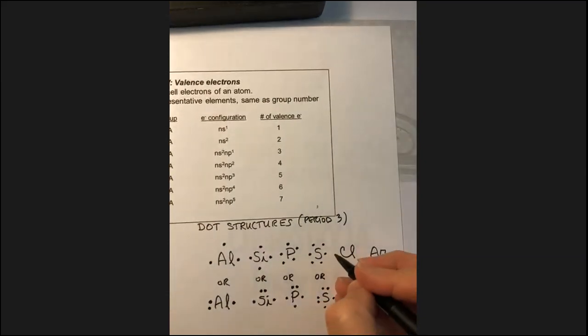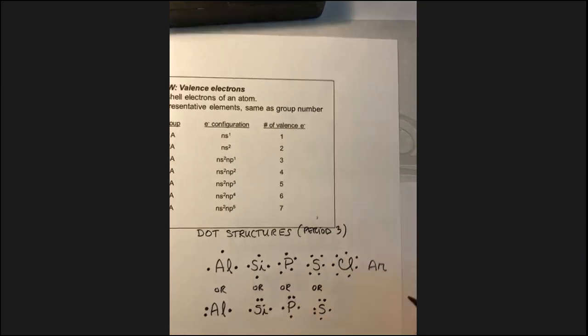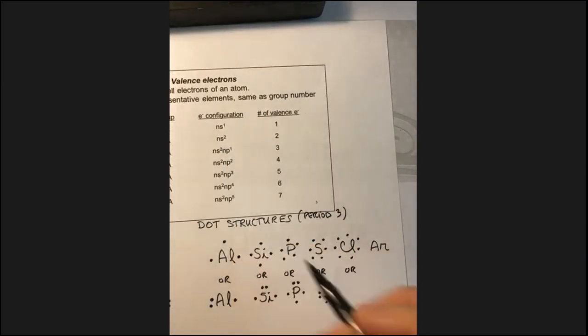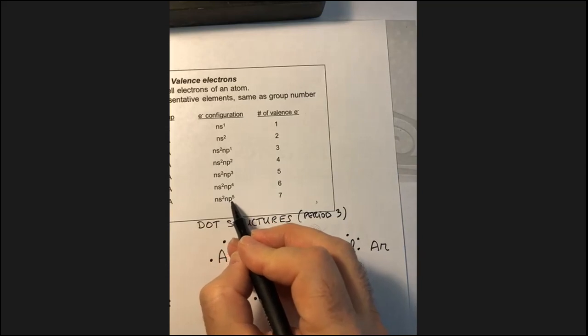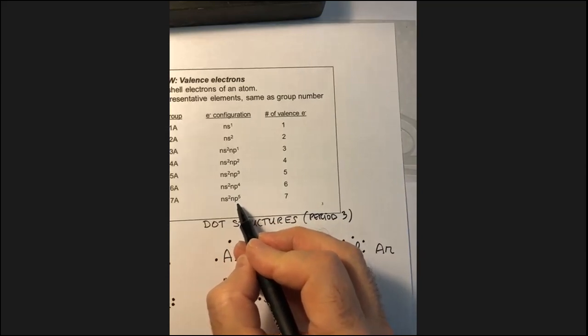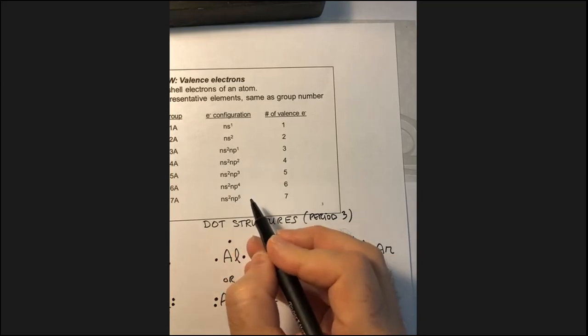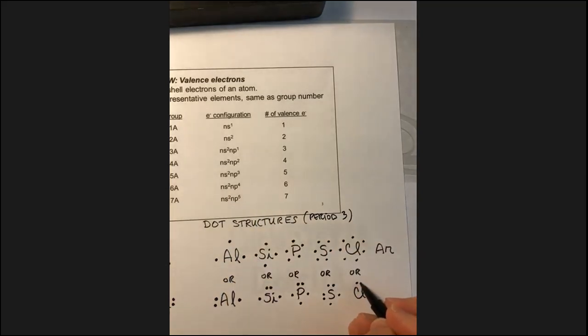Next comes chlorine. I would put 7: 1, 2, 3, 4, 5, 6, 7. Or again, if I want to represent the configuration, I have 2 in the s, and then from the 5 electrons in the 3p subshell, 2 of the orbitals would have pairs of electrons, and one of them would be by itself. So maybe I'll just do 1 pair for the s, 1 pair for one of the p orbitals, 1 pair for another of the p orbitals, and then that one.